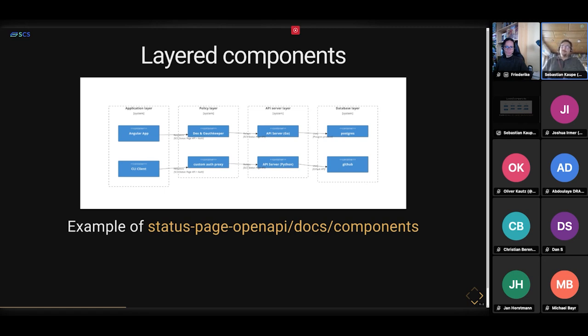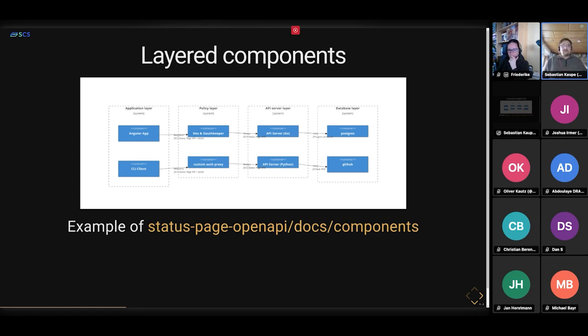So our 2 example implementations again. On the top one, the one we built, we have an Angular web front end, an API server written in Go, and that is protected using DEX and Oathkeeper, as in the policy layer. And we use Postgres for the database. More on that later.